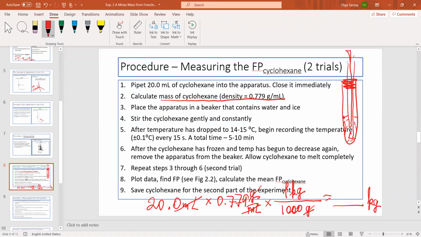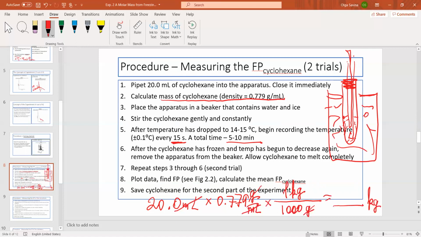Then we have to place the apparatus in a beaker that contains water and ice. So here's our beaker with water and ice. And again, we have to stir the cyclohexane gently and constantly. After the temperature has dropped to 15 degrees Celsius, we have to start recording the temperature to the nearest 0.1 degrees Celsius every 15 seconds. The total time is about 5 to 10 minutes.